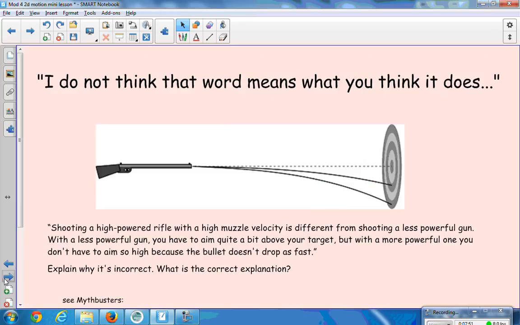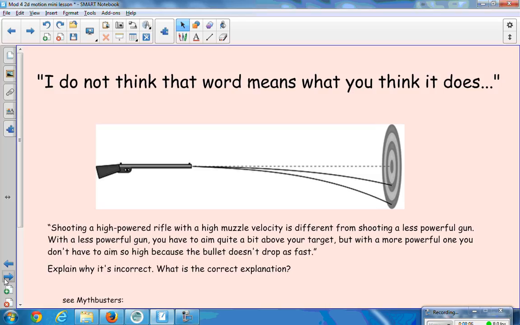Okay, let's think about this a little bit more. I really like The Princess Bride. So, a quote from there: "I do not think that word means what you think it does." It's tenuously related to what we're doing here.